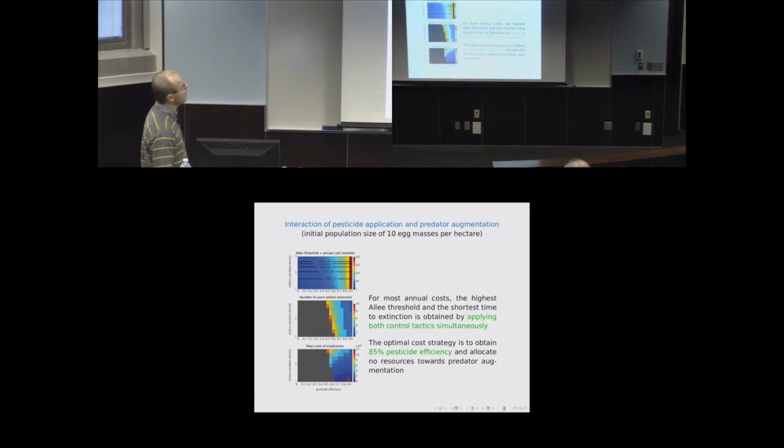So when we combine pesticide application and predator augmentation, we have this graph for the Allee threshold, where different colors mean different sizes of the Allee threshold. Of course, the more pesticides we apply and the more predators we release, the higher the Allee threshold. But these isoclines of costs of applying these two tactics show that the release of predators is a very costly control method.